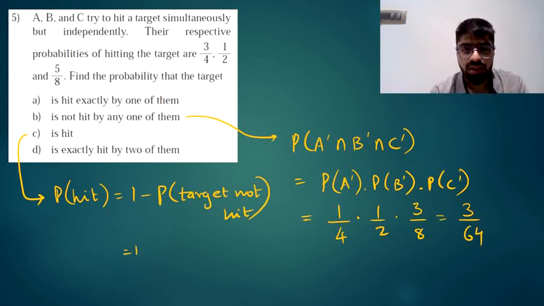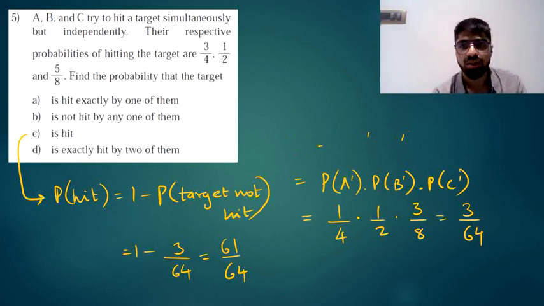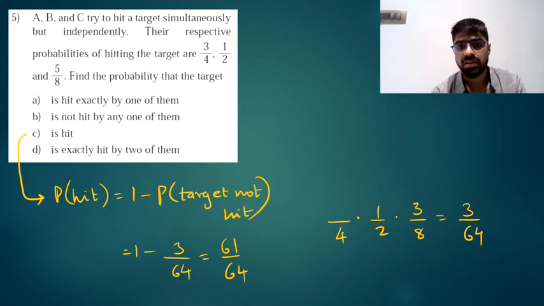Okay, so we have 1 minus the probability of the target not being hit, which is 3 by 64. So 1 minus 3 by 64 is 61 by 64, the probability of the target being hit. And finally comes the D part, the probability of the target being hit by exactly two of them. That is something we need to calculate, just like we calculated the answer for our first question.